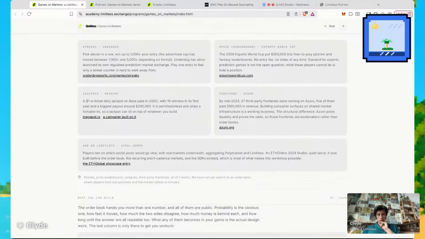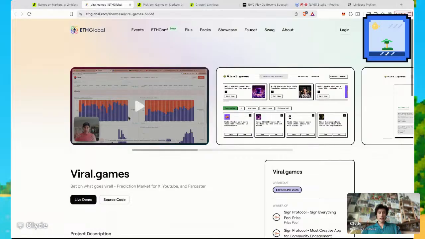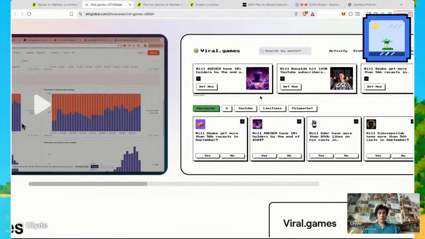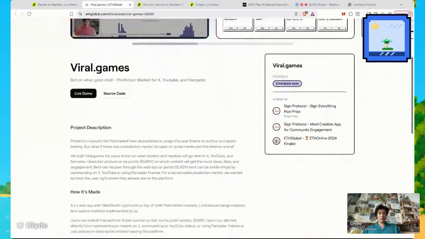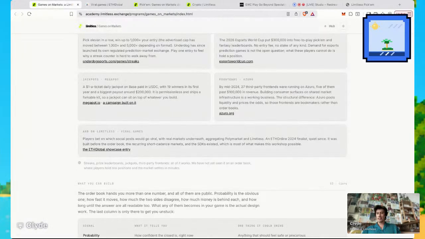Also there's Azuro, which you can take a look at. There are links here to how people have done it. There was a game in the past called Viral Games where some builders aggregated Polymarket and Limitless markets, and it was showcased at ETH Global. So a pretty solid way to aggregate, really focused on games and gaming in prediction markets.